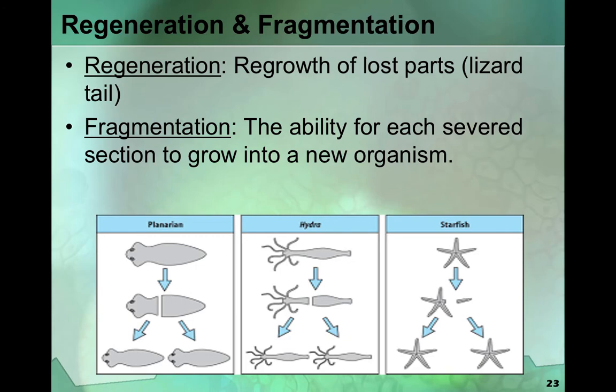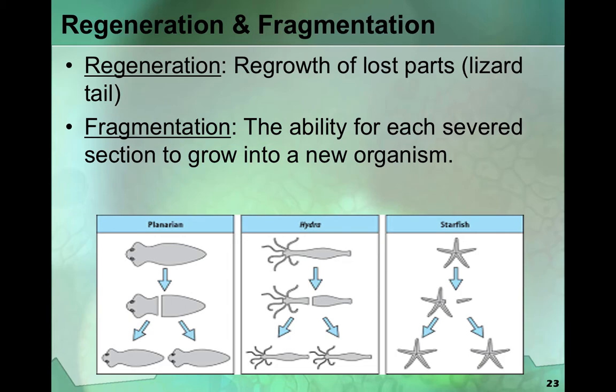Regeneration and fragmentation. So regeneration is basically you regrow something that would be like a lost part, such as a lizard regrowing the tail. Fragmentation is the ability for each severed section to grow into a new organism. Now, I'm going to say something that's not completely accurate, because technically each piece has to have all the cells and everything required for that organism to be able to live.